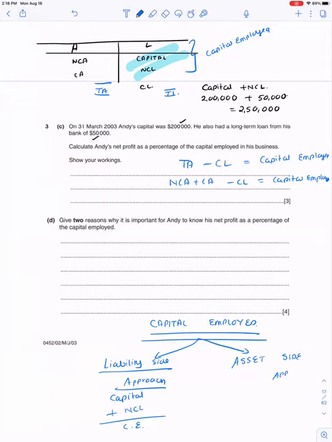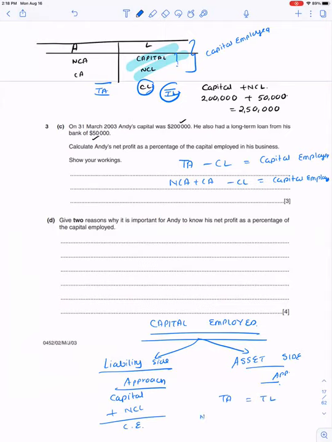In the asset side approach, you know that your total assets is equal to total liabilities, but I don't need total liabilities. I just want to subtract this to get this. So from your total assets, when you will subtract your current liabilities, you will get capital employed. But we will do it this way. Total assets is equal to total liabilities.